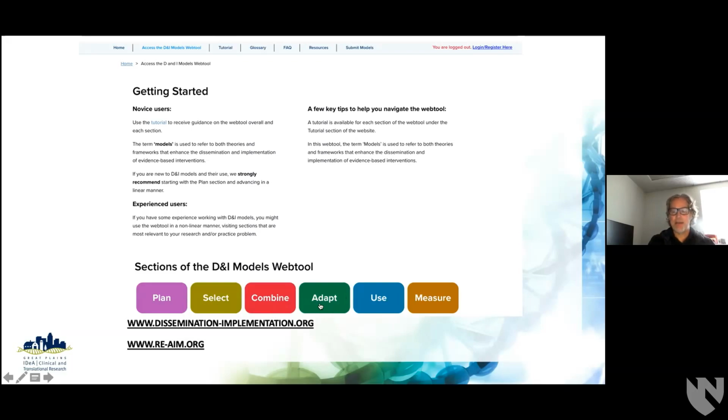How can I adapt, and what things might I need to think about if I'm going to adapt one of these models? Once I've selected, how am I going to use it, and then what measures are available? And so this, like I said, this will be included.